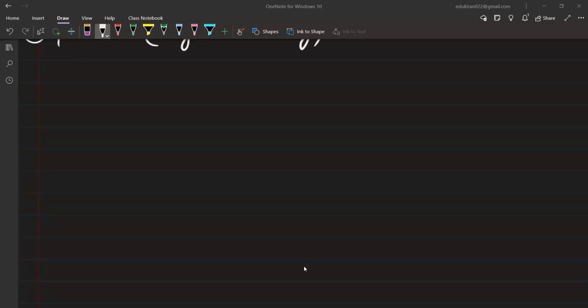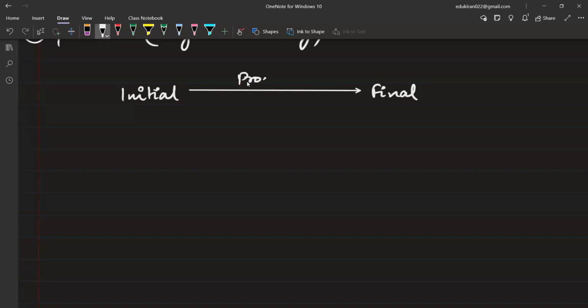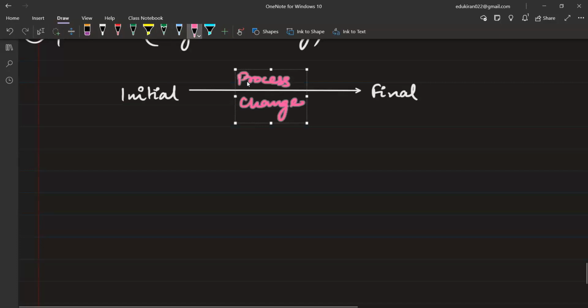In this chapter, now that we have talked about different types of properties, we'll be talking about the initial state. There will be some change happening, which will lead to the final state. Between initial and final, there will be some process or change happening. And this chapter is going to deal with this change or process.